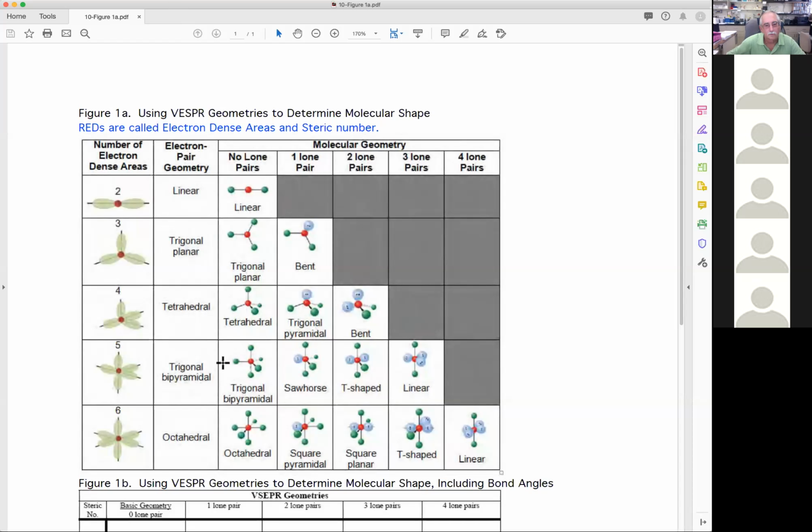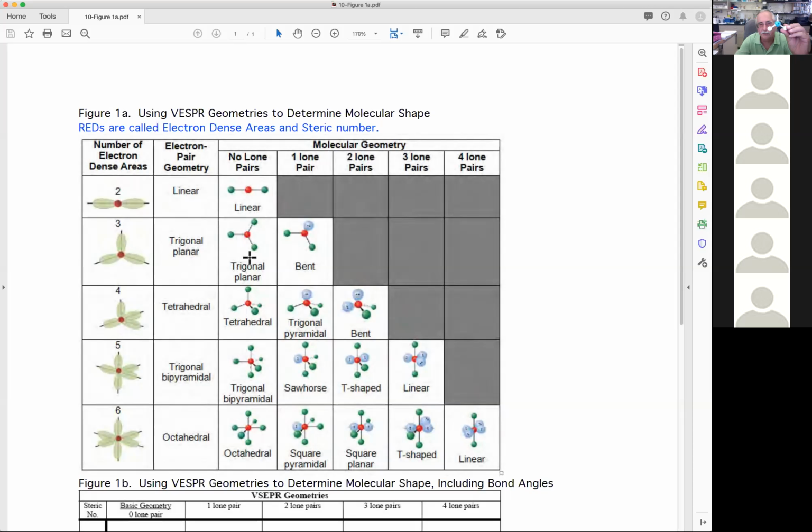Okay, so this is what I want you to look at. So here they're calling it number of electron dense areas. We just called these reds, right? So if you got 2 reds, it's linear. If you got 3 reds, it's planar trigonal. So that would be like this, right? But what if you take off one of the atoms? What do you have? It's bent.